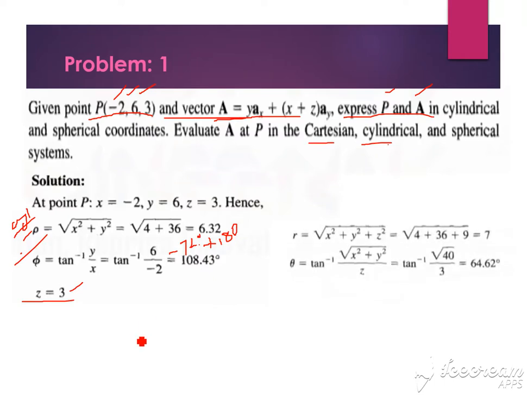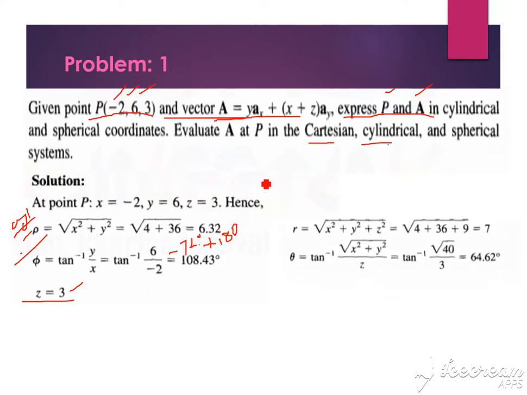Now with respect to spherical, the spherical parameters are r, theta and phi. The phi value is the same for both Cartesian and cylindrical, so we already found it. We need to find r and theta. The r formula we have derived is square root of x squared plus y squared plus z squared. Minus 2 the whole squared gives 4, 6 squared is 36 and 3 squared is 9. While solving this we get 7.